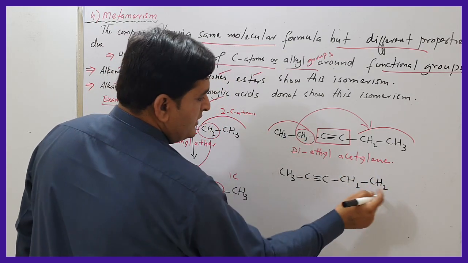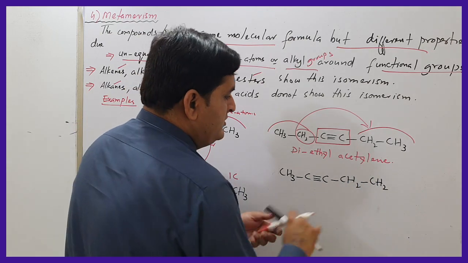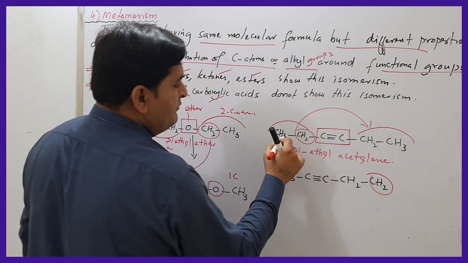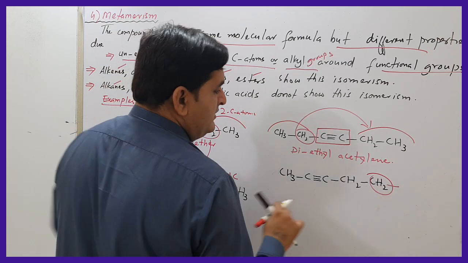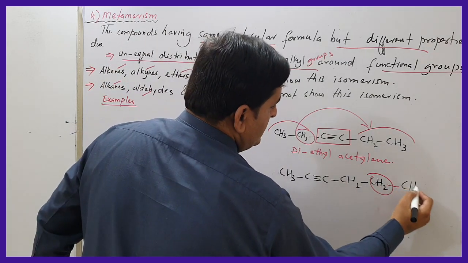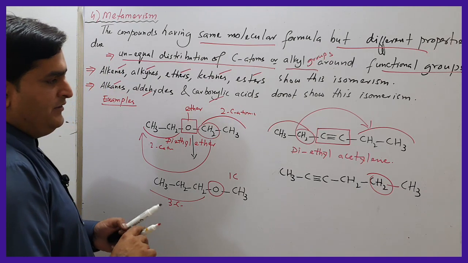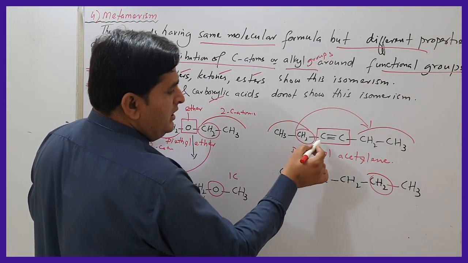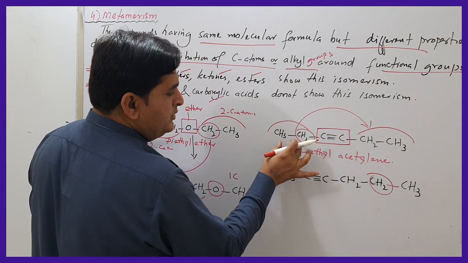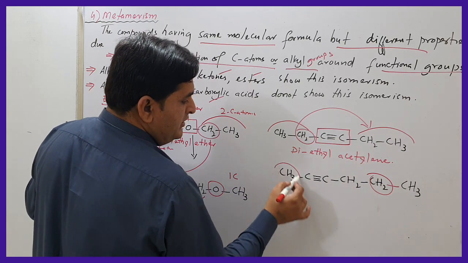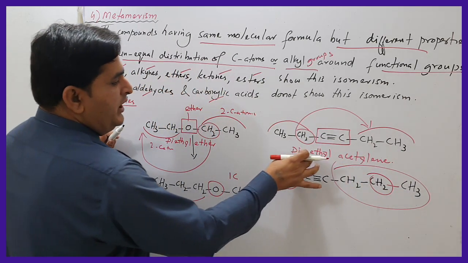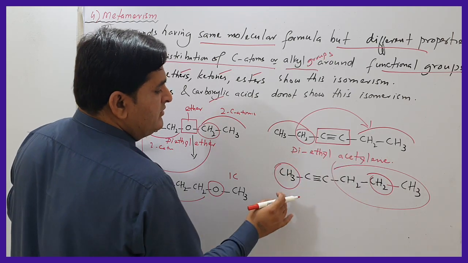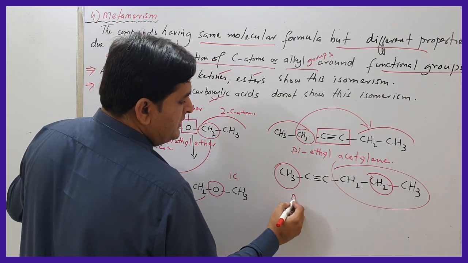Now this CH2 becomes part of this side. This is the CH2 which we have borrowed from this side, so it now became part of this side and CH3. Now what is the difference? Here around this acetylene group there are 2 carbons on each side. Here there is 1 carbon and here there are 3 carbon atoms. So it was diethyl acetylene, and it is now methyl propyl acetylene.